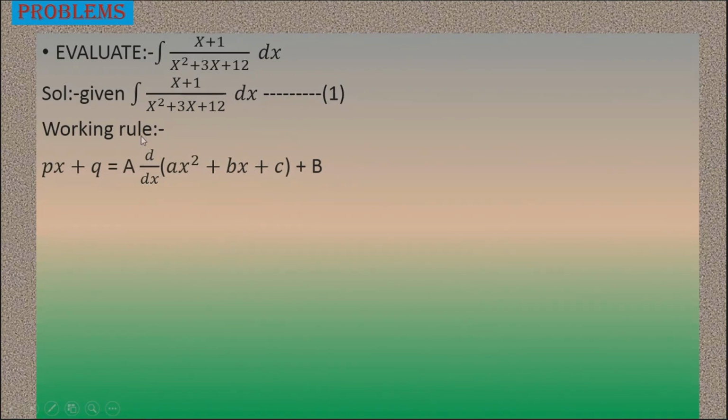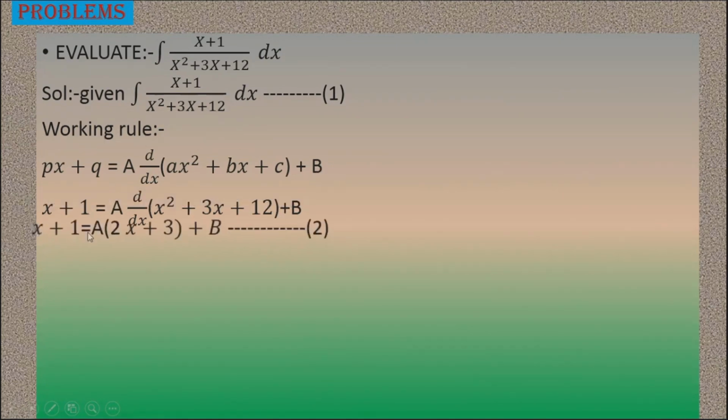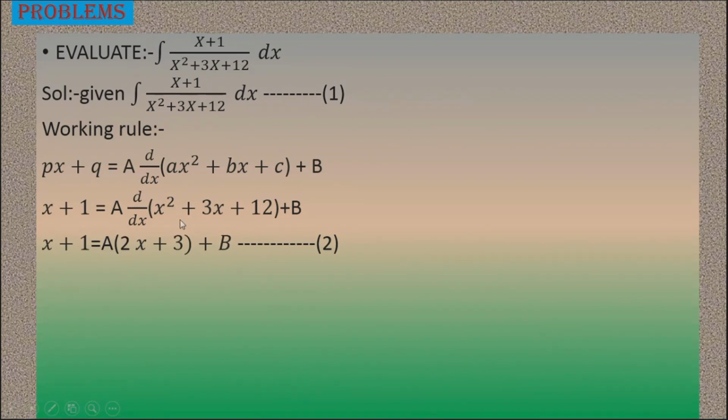Observe in the problem, what is the linear term here? x plus 1 is the linear term. So x plus 1 is equal to a into d by dx of the quadratic term. What is the quadratic term of the problem? x square plus 3x plus 12, plus b. Now differentiate this one. So x plus 1 is equal to a into d by dx of this one. Only this term you have to differentiate. So what is the differentiation of x square?